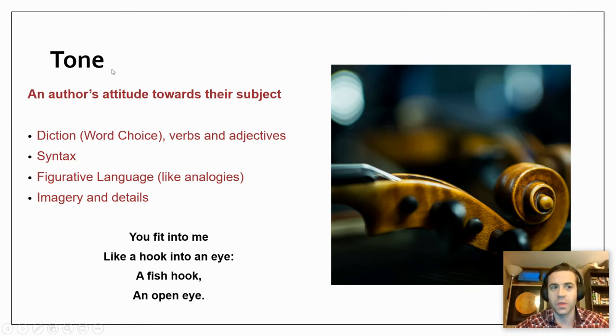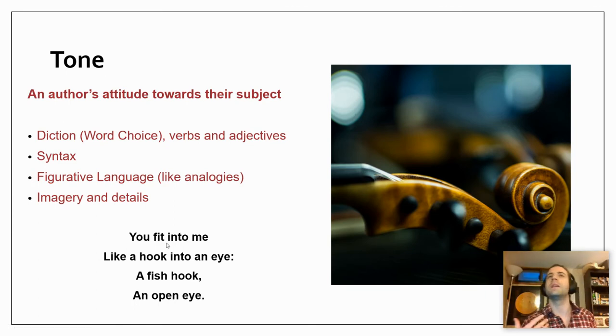turns the tone around, like this critical, hostile tone to one of regret and maybe even a tone of blaming, like you did this to me. How could you do that? And the fact that she can almost get a tone shift in the first two lines, like you fit into me. This sounds like it's going to be a love poem, right?